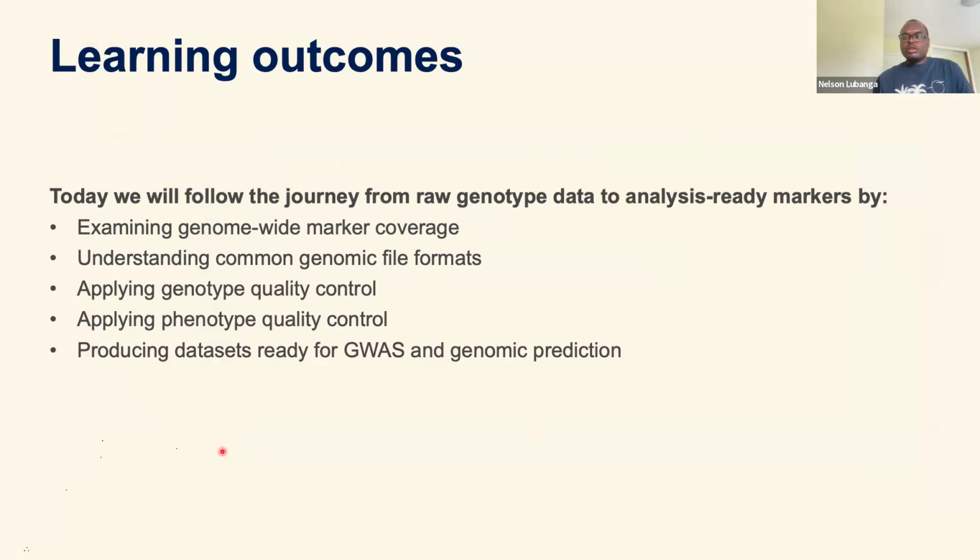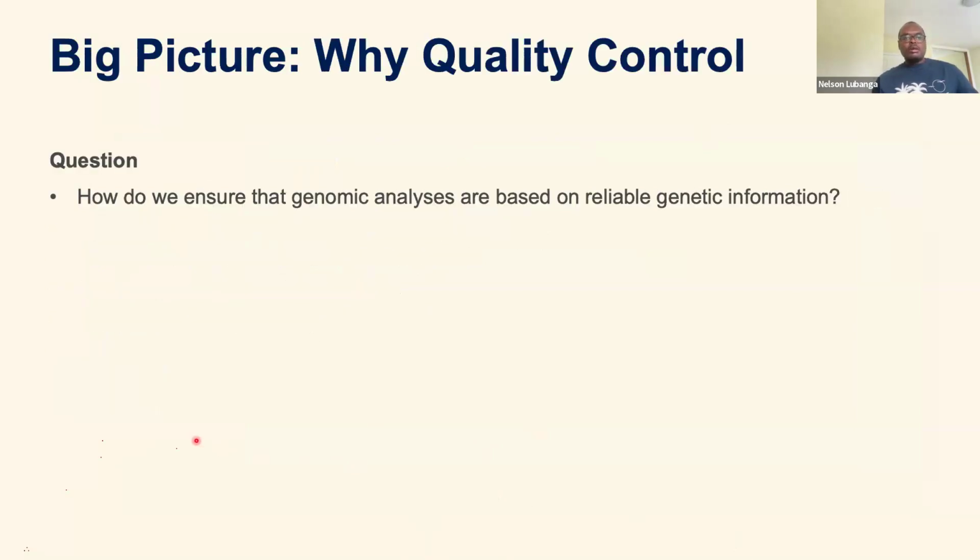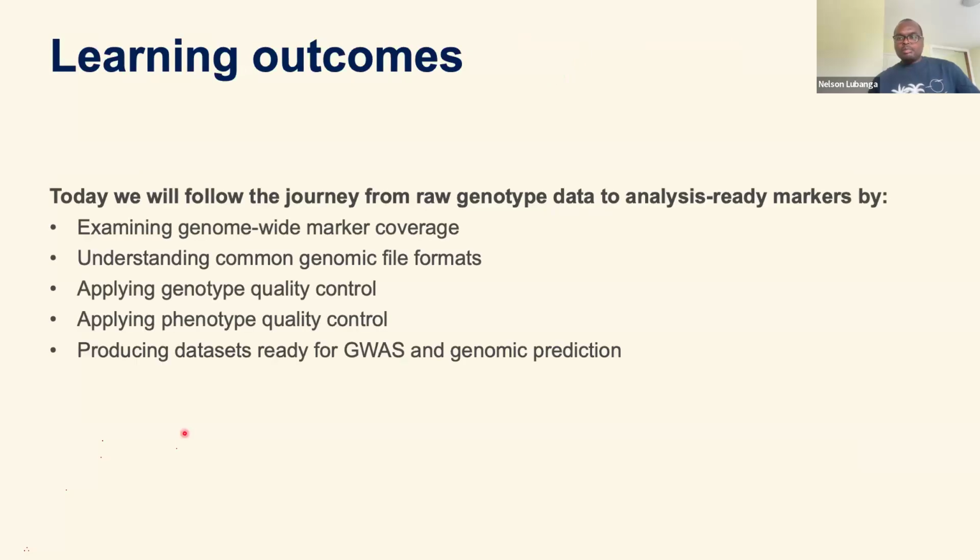We'll begin by placing quality control within the wider analysis pipeline, so you can see exactly where it fits. We'll then talk through how to choose a genotyping platform for your particular question and how to read the main file formats that you'll encounter. From there, we'll move to the heart of the session, which is genomic quality control, and then phenotype quality control. Throughout, the thread that ties everything together is reproducibility of the analysis.